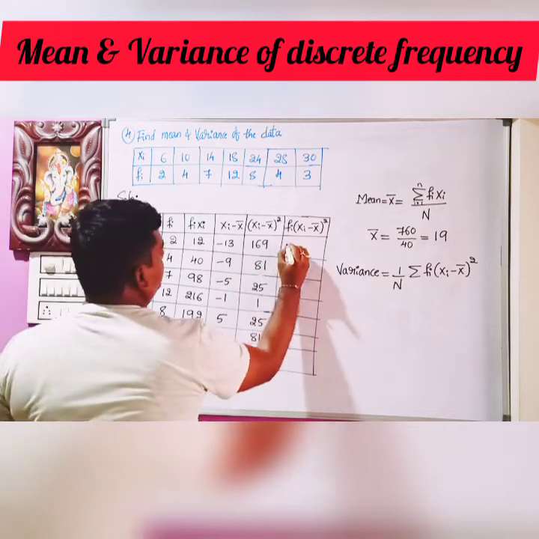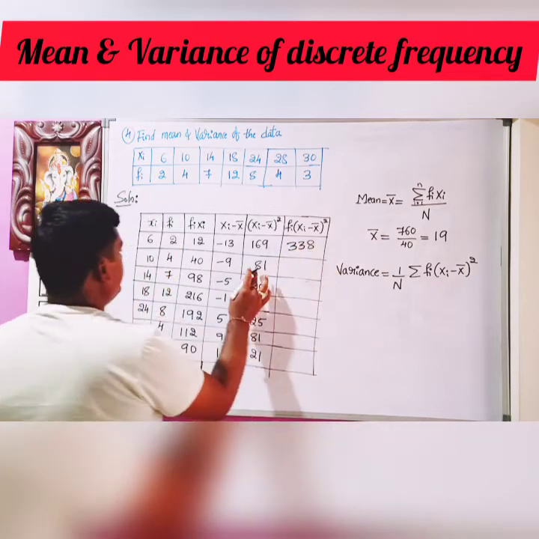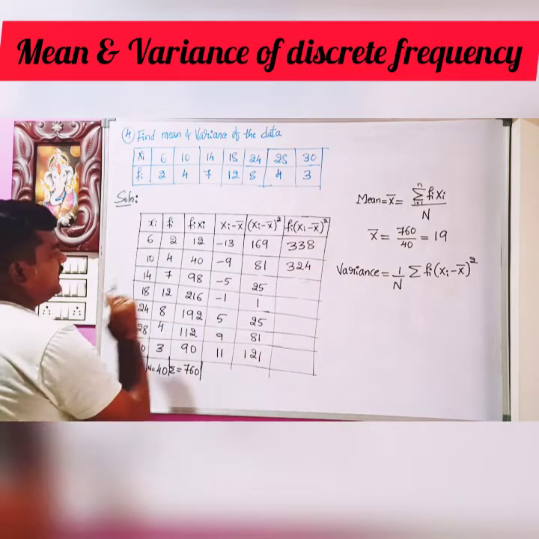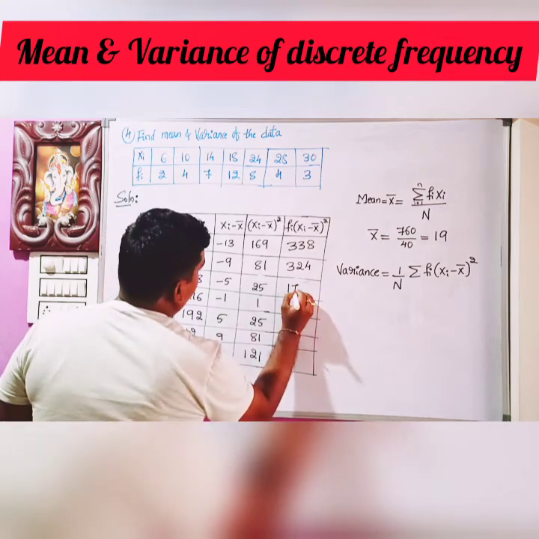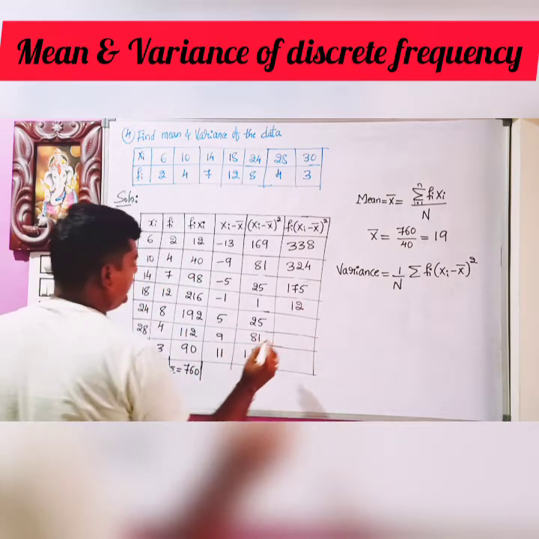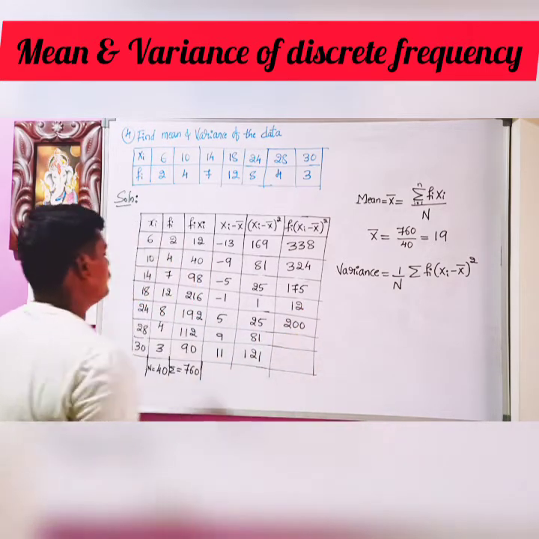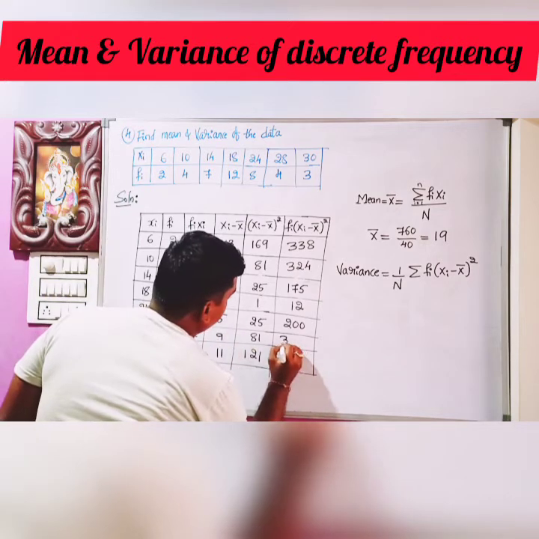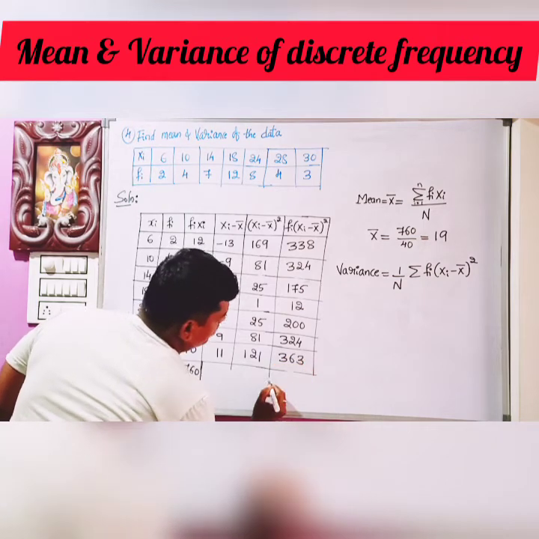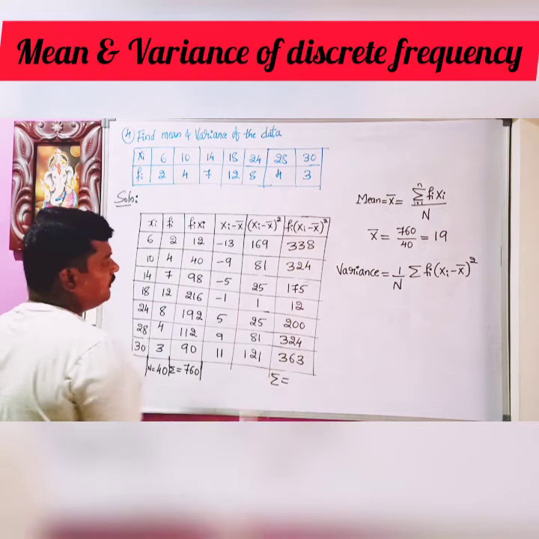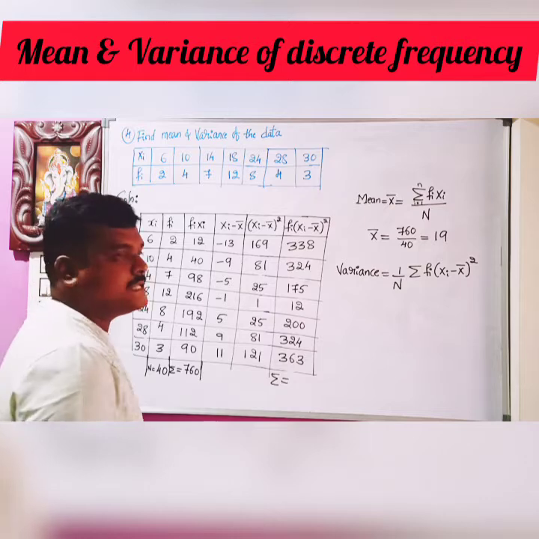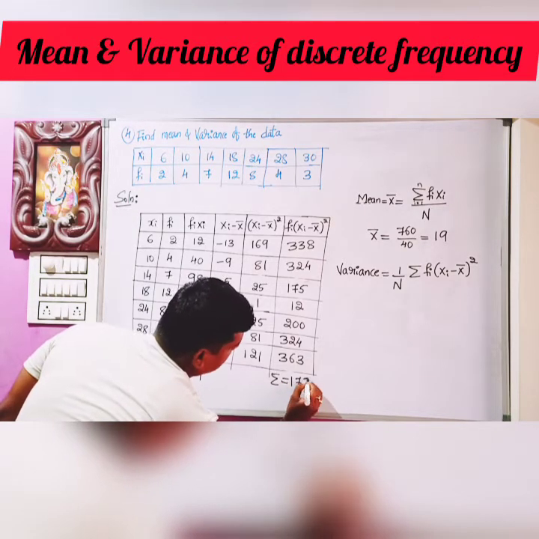169 into 2, 338; 81 into 4, 324; 25 into 7, 175; so this is 12; 25 into 8, 200; next 81 into 4, 324; 121 into 3, 363. Now if you add the sum of these values, which gives 1736.